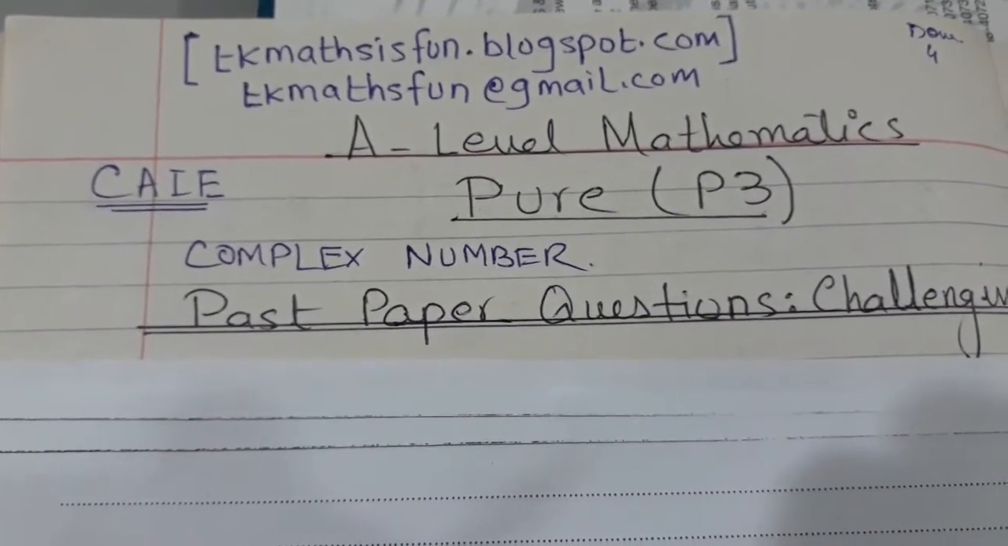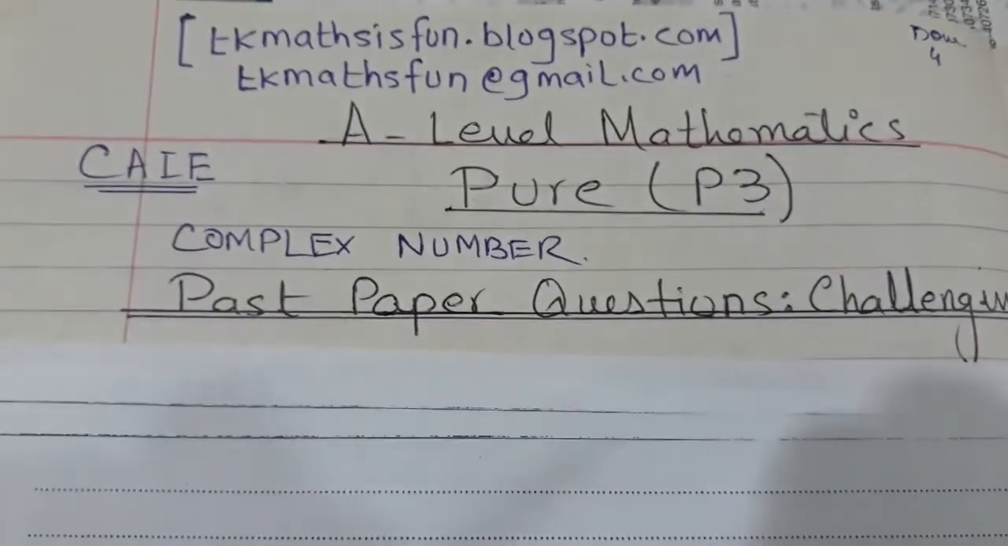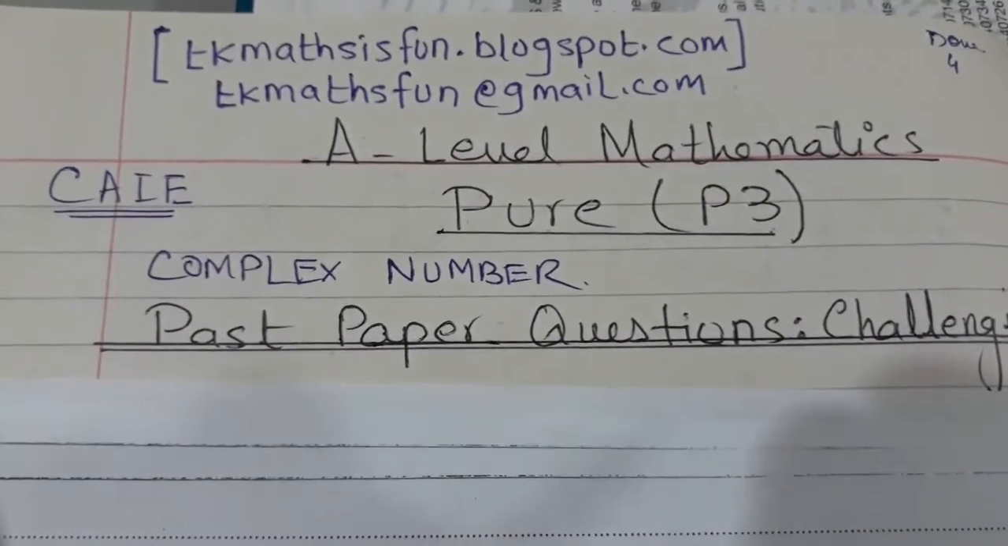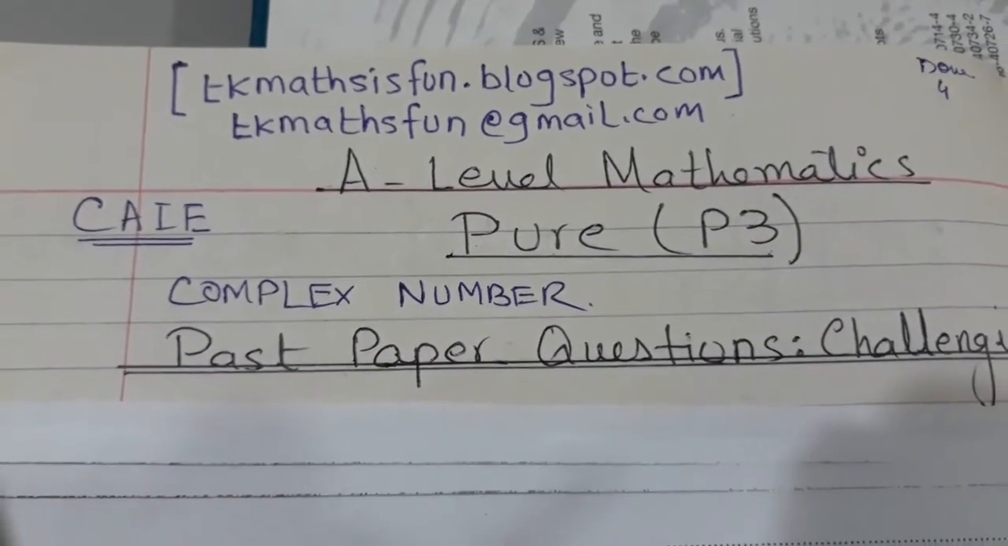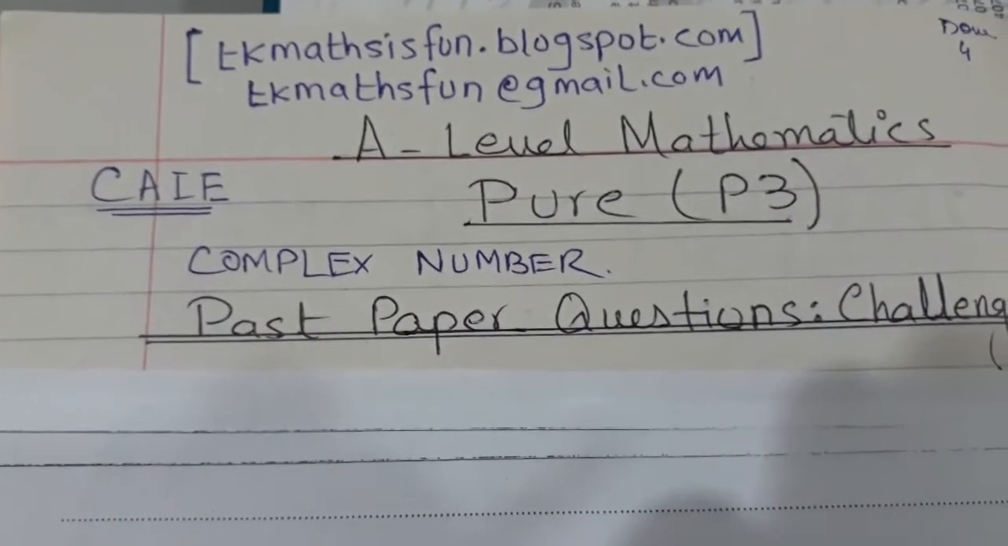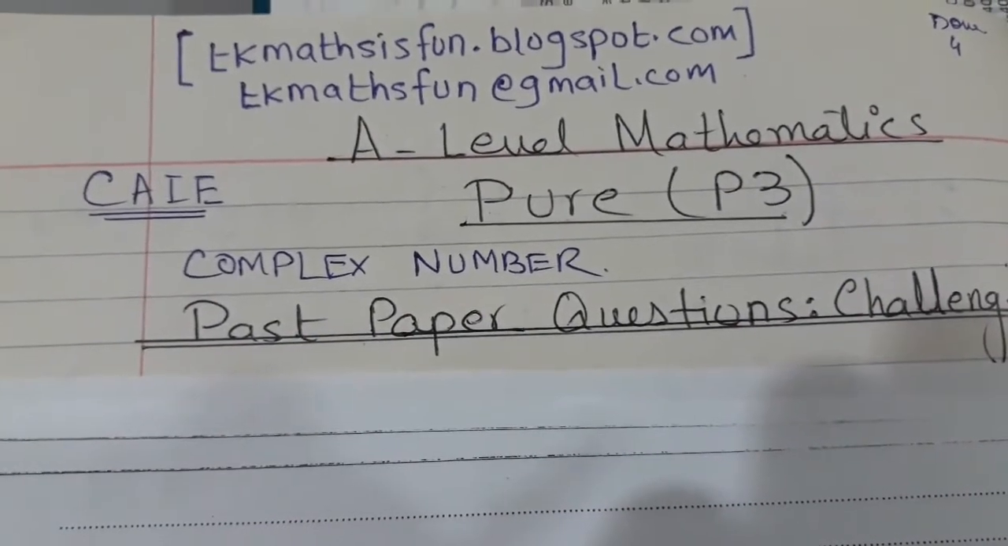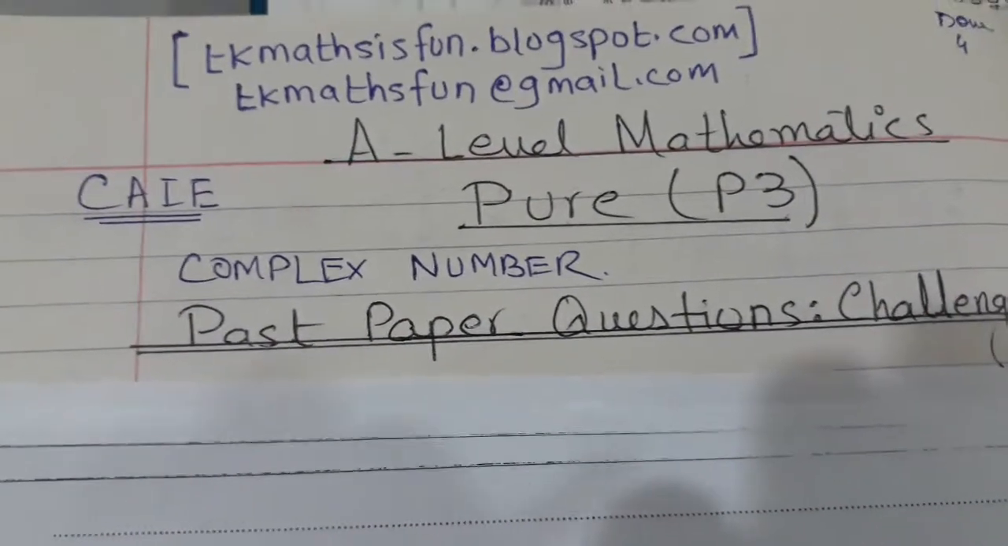I am here in continuation of the explanation of past paper of complex number, challenging questions, where in my observation students usually get stuck. So I have picked up these questions from CAIE past papers, A-level mathematics Pure 3 only.